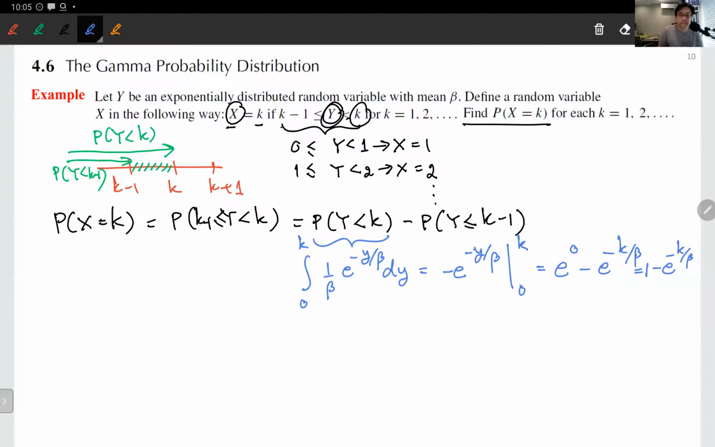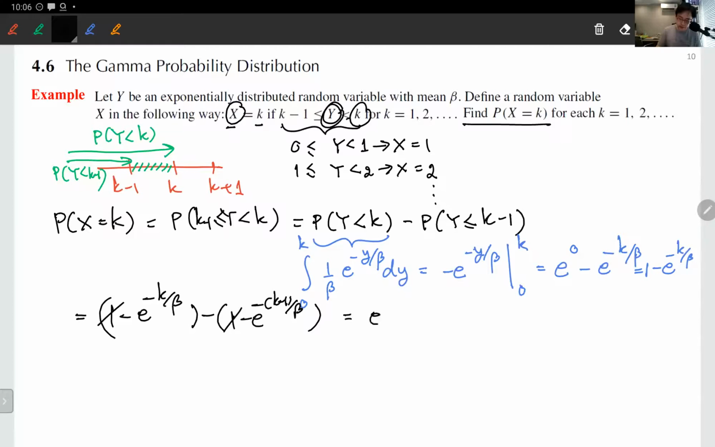Is this okay? It's fun, right? Once you understand this, I can go back to my black ink here. The probability of y less than k is 1 minus e to the negative k over beta. Subtract out the probability that y is less than k minus 1, which is 1 minus e to the negative k minus 1 over beta. We kind of know the shape of this whole thing. The 1 minus 1 just cancels, so what you have left is e to the negative k minus 1 over beta, subtract e to the negative k over beta. Something like this. Very good.